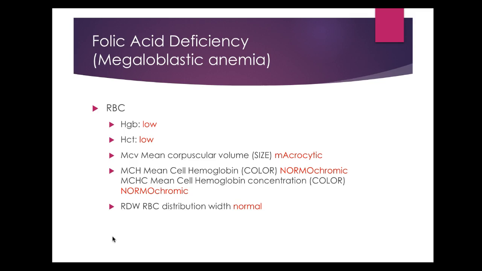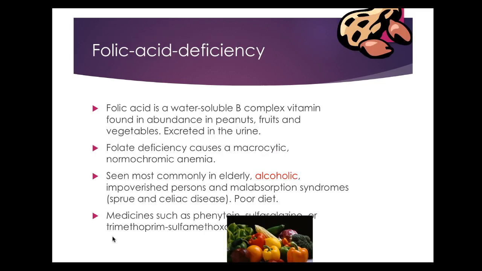The color is going to be usually a normal color, and that RDW that we talked about with iron deficiency anemia is going to be normal. So you're not going to see any abnormality with that. The key thing with folic acid and B12 deficiency is the MCV is going to be elevated. If you see that and the RDW is normal, you're like, I wonder if they have a B12 or folic acid deficiency. Your hemoglobin hematocrit are going to be low, but you got to go further and read the other portions of the CBC.